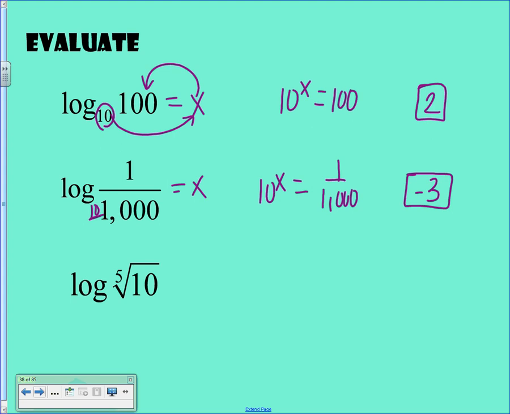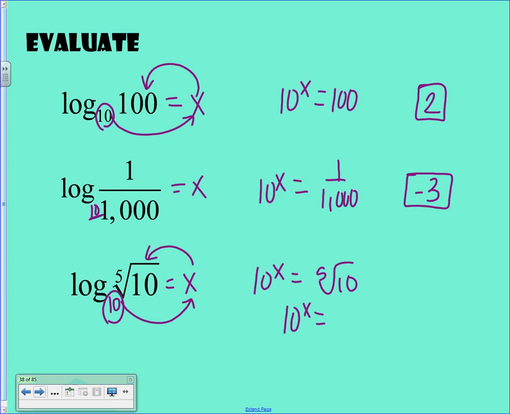All right, the next one says log base 10 of the 5th root of 10. Again, that's an imaginary 10 there, so if you want to write that, that's just fine. If you want to set up an equation to solve here, I'm going to say 10 to what power gives me the 5th root of 10. Well, if you remember from last chapter, the 5th root of 10 is really 10 to the 1/5.